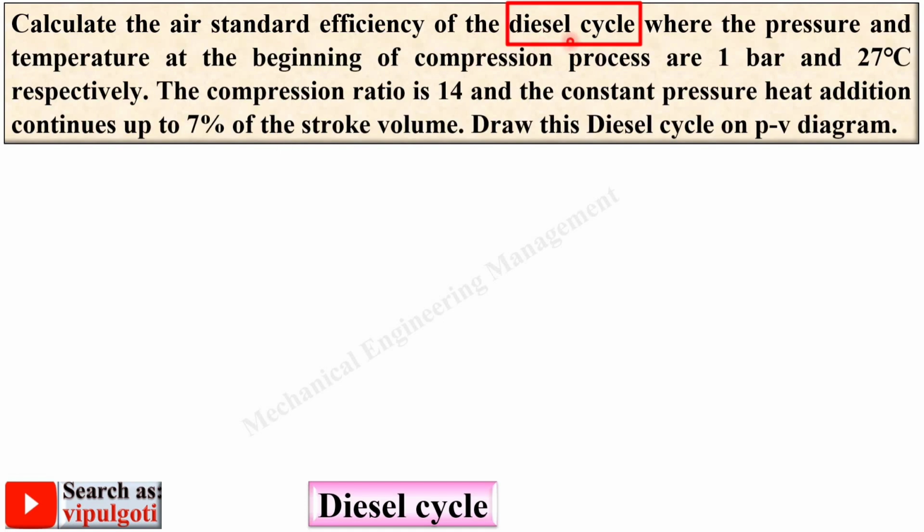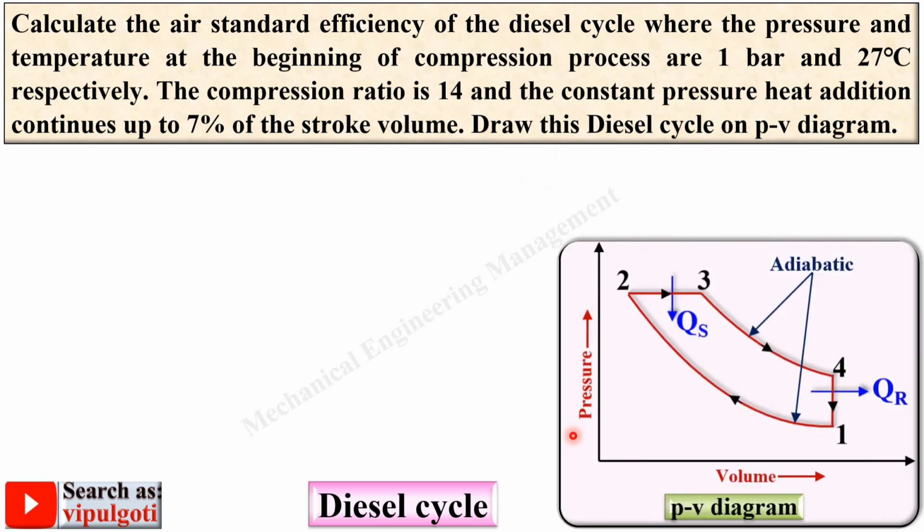Here you can see diesel cycle. So first I am going to draw the PV diagram, that means pressure versus volume diagram of the diesel cycle. Here you can see there are two adiabatic processes, one constant pressure heat addition process and one constant volume heat rejection process. My dear friend, you should remember this pressure versus volume diagram for the diesel cycle. Now I am going to write over here the given description into the symbolic notation.